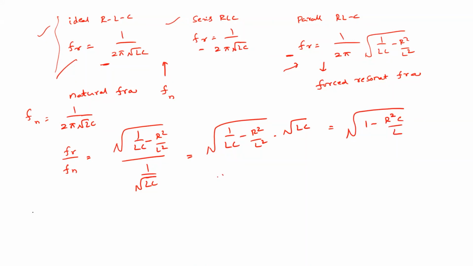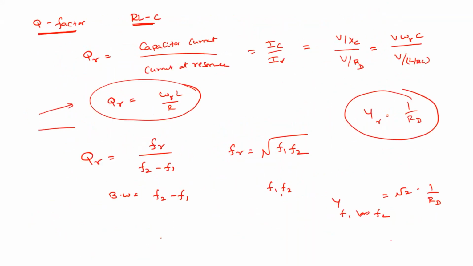With the resonant frequency, this Q can be written as 1 by R square root L by C, right? This is the Q factor formula. You're aware of this formula, right? Yes, sir. We derived this Q factor: 1 by R into square root L by C.